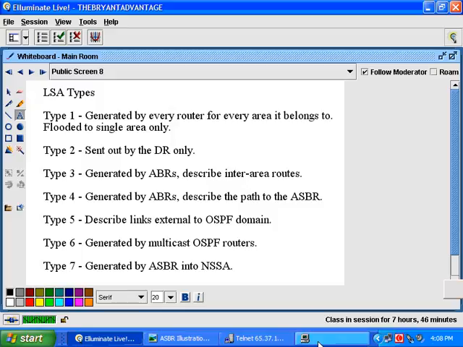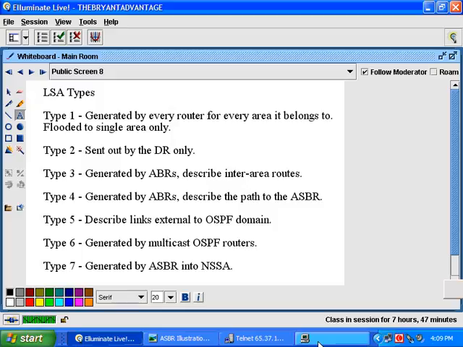And type 7 LSAs are generated only by an ASBR into a not-so-stubby area, or as we like to call them, not-so-stubby areas. What an NSSA is, a not-so-stubby area, is an area that has been defined as stub, but it has some of the more specific routes rather than just the default route. And if that sounds kind of crazy, it is. I see them once in a while in production networks, but not that often. And you'll see some scenarios as you study for your CCIE where these would come in handy.